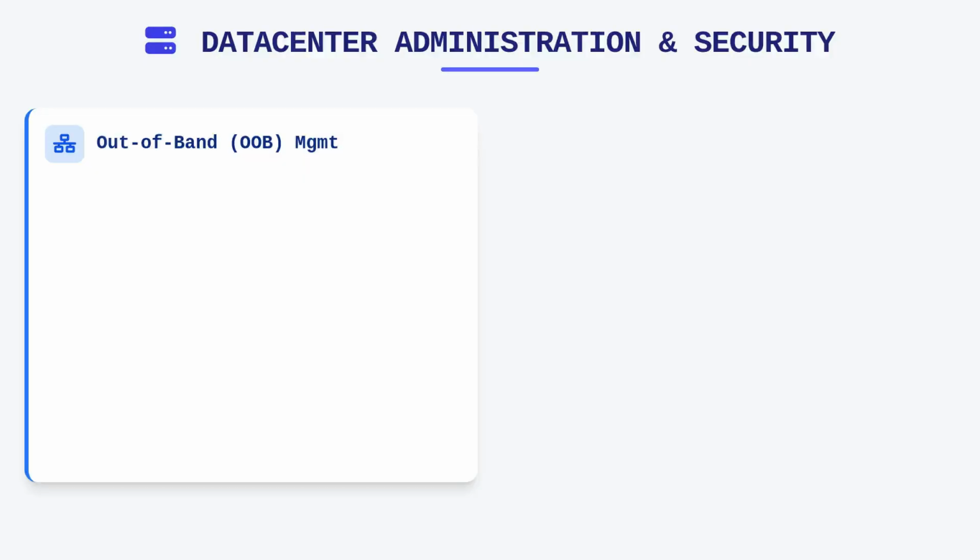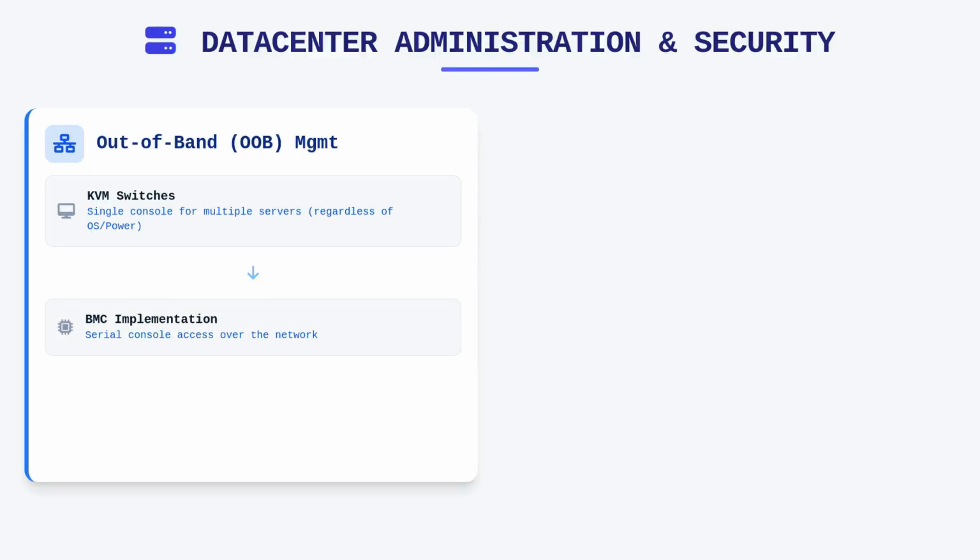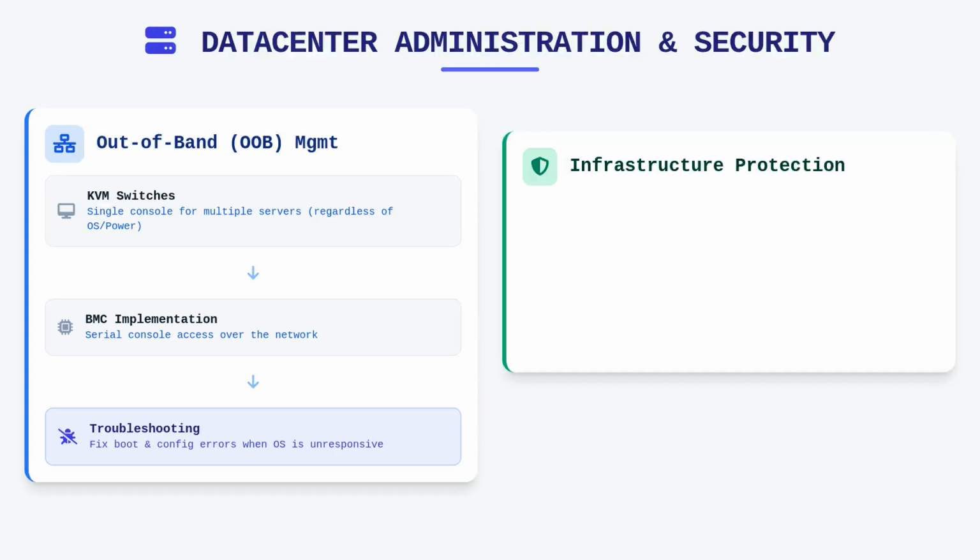To facilitate administration, out-of-band management solutions are mandatory in professional data center operations. KVM switches allow a single console, comprised of a keyboard, video monitor, and mouse, to oversee multiple servers, regardless of their operational power state or operating system status. Modern servers often implement these functions via a baseboard management controller, which enables serial console access over a network. This out-of-band visibility ensures that administrators can troubleshoot boot issues or configuration errors even when the primary network interface or operating system is unresponsive. Physical security must not be treated as an afterthought in this context.